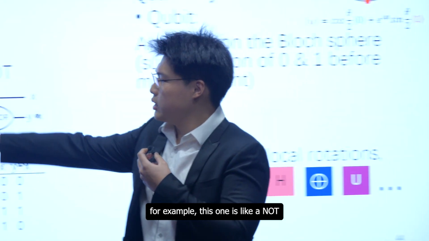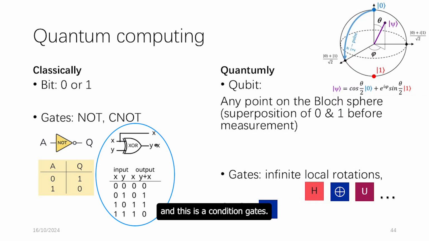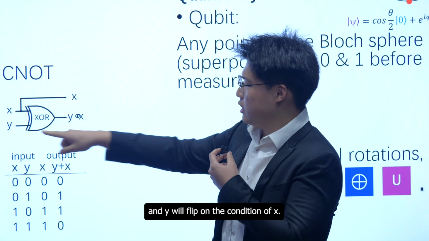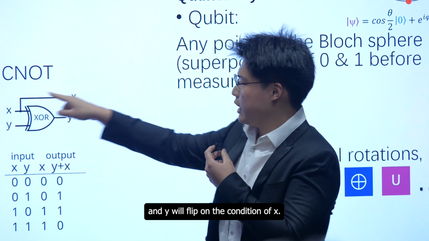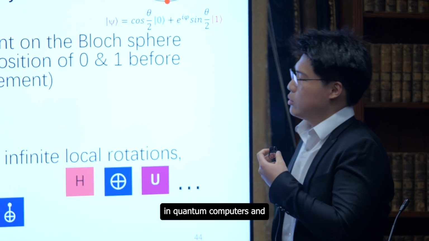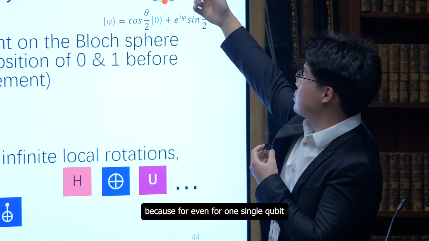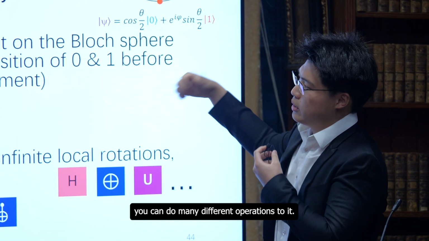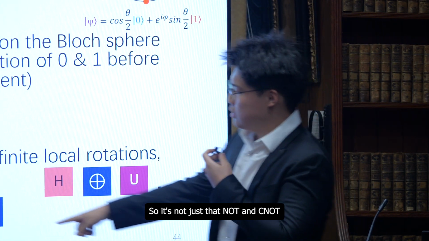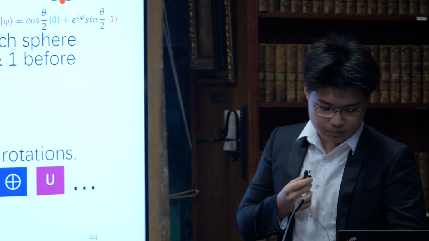These are some classical gates. For example, this one is like a NOT. It flips 0 to 1 and 1 to 0. And this is a conditional gate, so X is the control and Y will flip on the condition of X. Similarly, we have quantum gates in quantum computers, such as local rotations, because even for one single qubit you can do many different operations to it. So it's not just that NOT. And CNOT is basically a similar idea to that classical one.